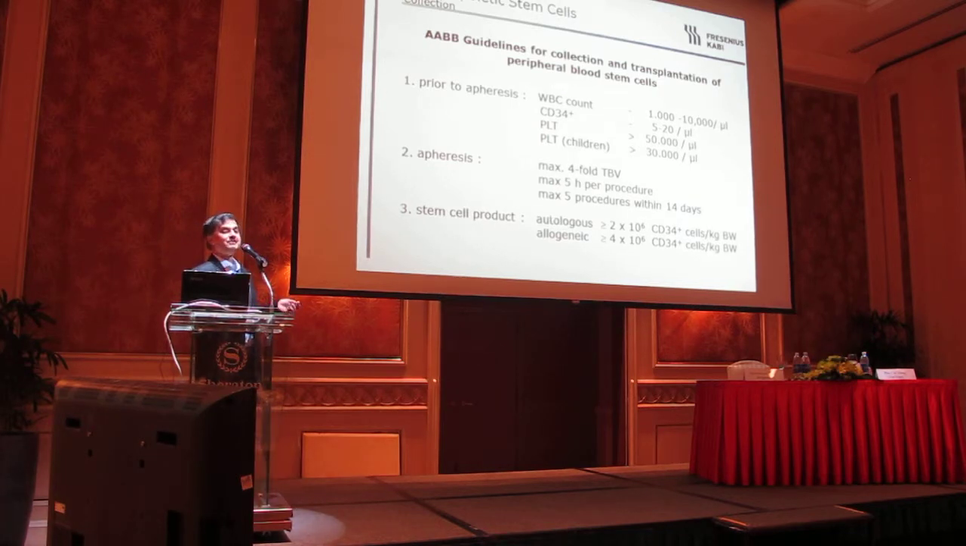And what should be the yield of the product? When we talk of CD34 cells in an autologous patient, it should be more than 2 x 10^6 per kilogram body weight. In allogeneic, we need a higher dose because we are collecting cells from a different person, so that the risk of graft versus host disease remains. So we try to collect a bigger dose, more than 4 x 10^6 per kg body weight.